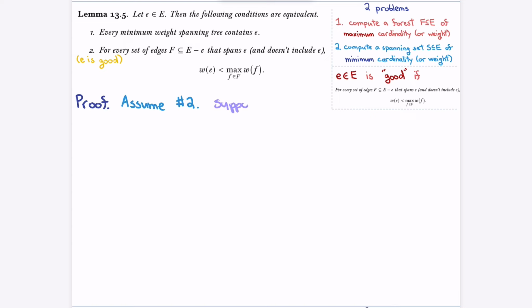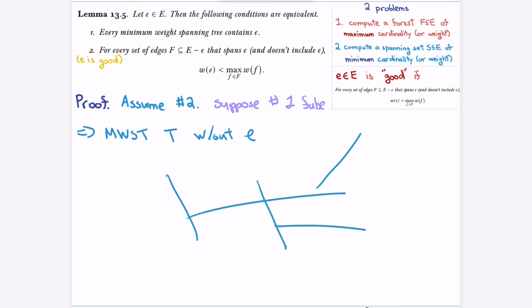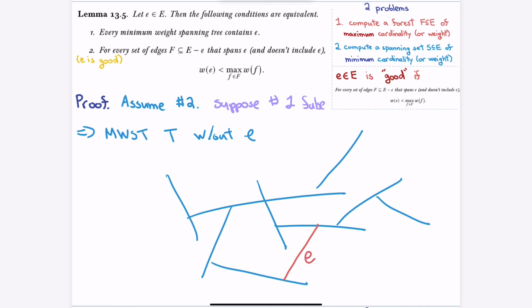Okay. So suppose number 1 is false. So that means we have some MWST, minimum weight spanning tree T, without E. So here's your minimum weight spanning tree or something. Just trying to draw a tree. And here is E, which is supposed to be good. Okay. All right. So I want to reach some kind of contradiction, right?